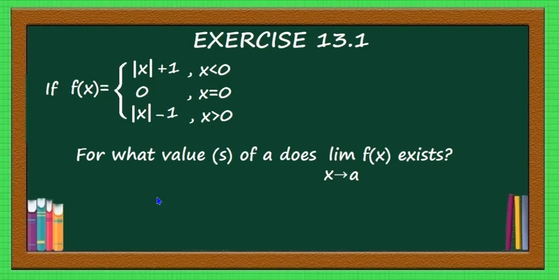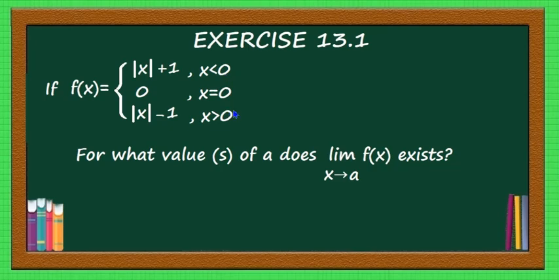See this question: if f of x equals mod x plus 1 when x is less than 0, 0 when x equals 0, and mod x minus 1 when x is greater than 0. Here you have to find the values of a so that the limit as x tends to a of f of x exists. Now the function is defined like this, and you can observe the point 0 where the function changes. Here at 0, let us check in the beginning whether the limit exists or does not exist.